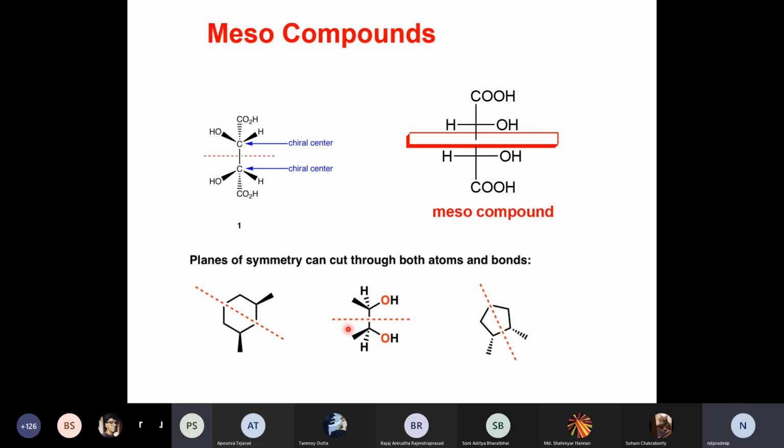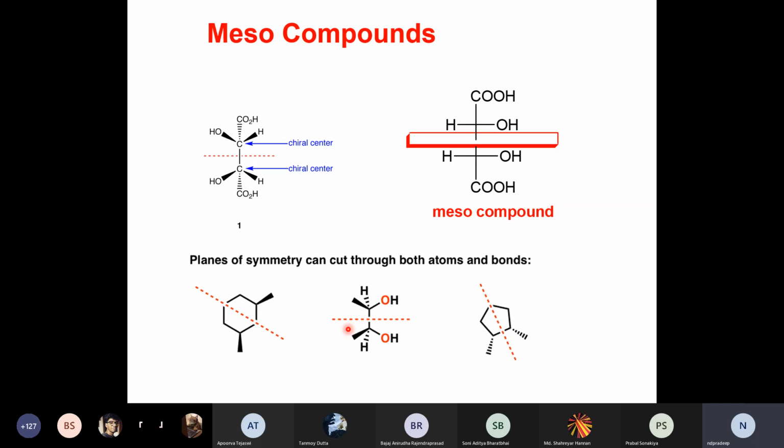Sir, may a meso compound have no stereogenic center? The stereogenic center should definitely be there. For optical activity, the effects should cancel each other. For example, if you take a compound which is not chiral at all and you see a plane of symmetry, where does the meso compound come in? Fine?